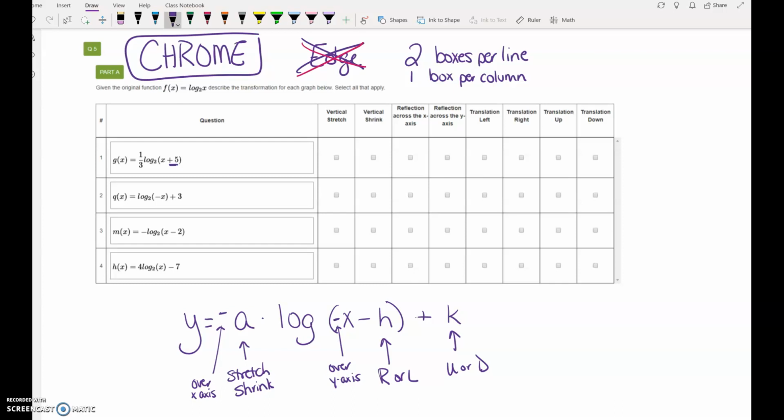So this +5 is a right or left, and it's backwards. You may also want to note that right or left is always backwards. So +5 actually means left 5. That's a translation left. Okay, the 1/3, that number is smaller than 1, so that is a vertical shrink.